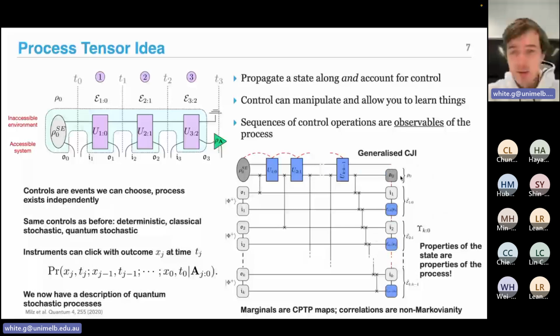This is an important notion because the marginals of this process we can identify as being the CPTP maps taking us from one time to the next. And if these marginals are correlated with one another, then firstly, that is a signature of non-Markovianity. But what this really means is that we can think of a process tensor as being a sequence of possibly correlated dynamical maps. And operations are observables on this many-body state.